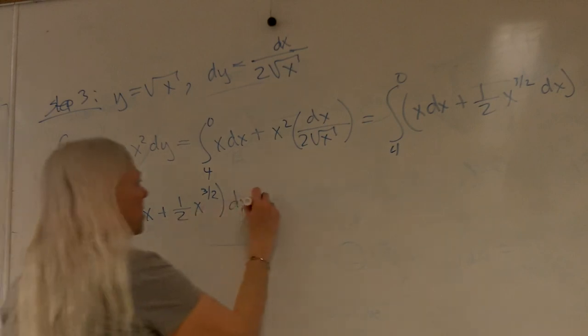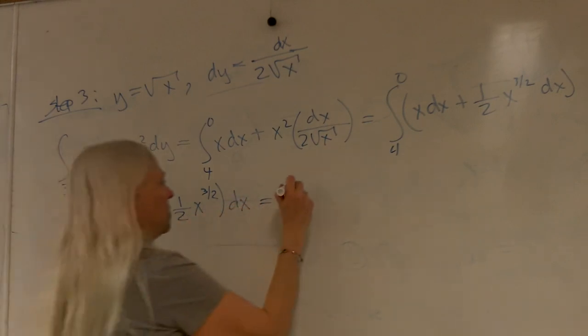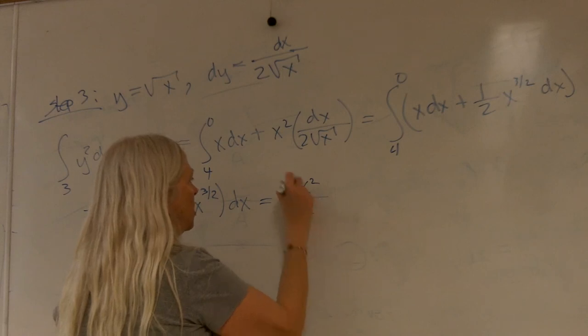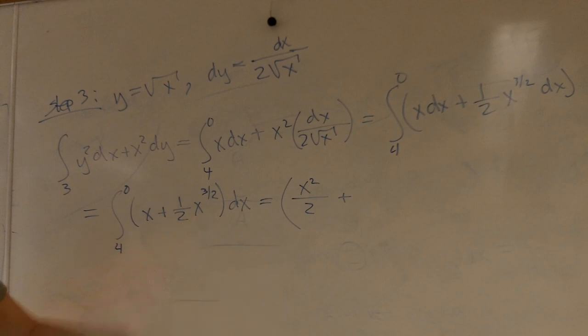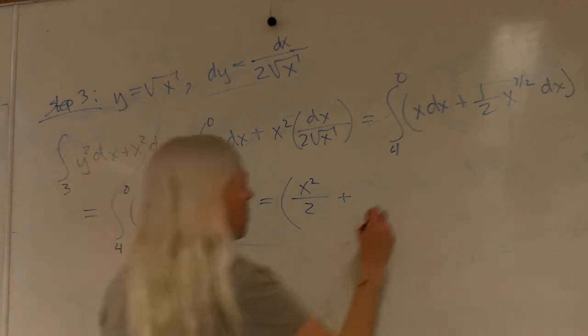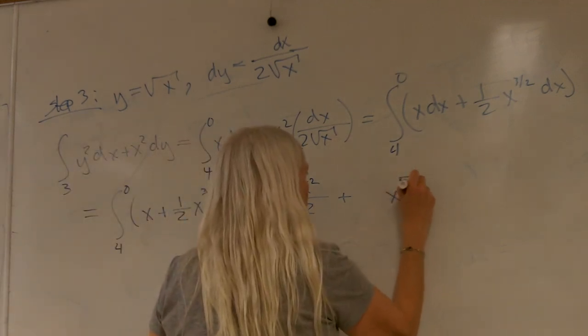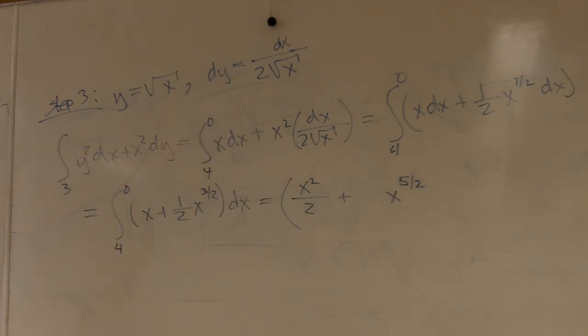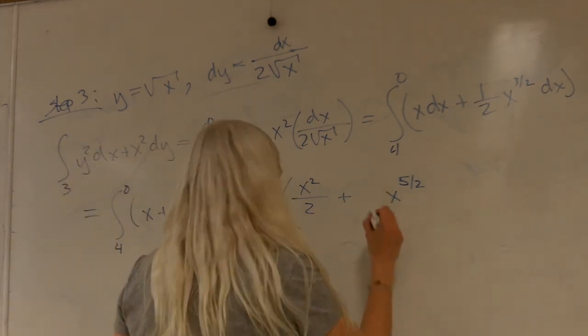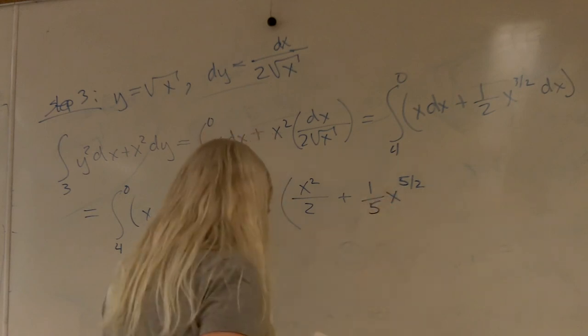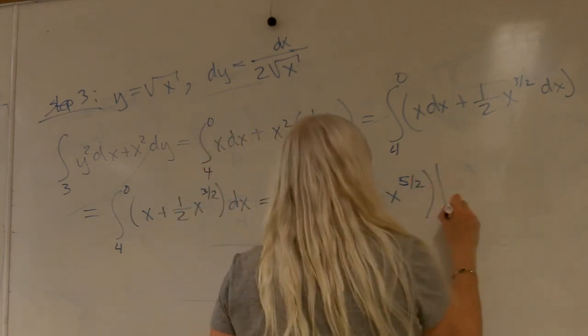Okay, so going ahead and integrating this, the integral of x dx gives us x squared over 2. And this one, let's see, we've got an x to the 3/2, so we increase the power by 1, that'll give us an x to the 5/2. And we divide by the new power, so dividing by 5/2 is the same as multiplying by 2/5, in which case the 2 cancels with the 1/2 in front. So we get a 1/5. And we have to evaluate these at the limits.